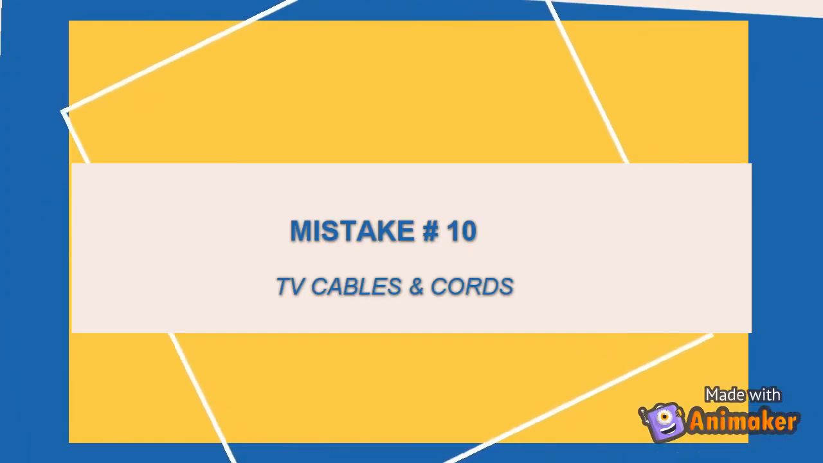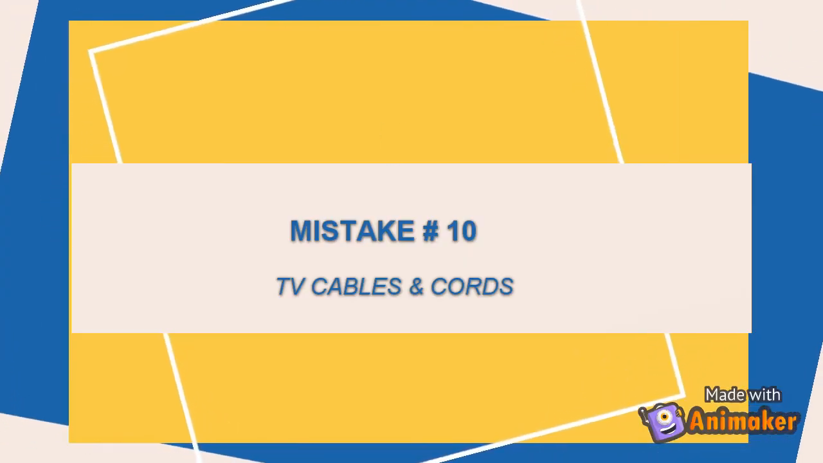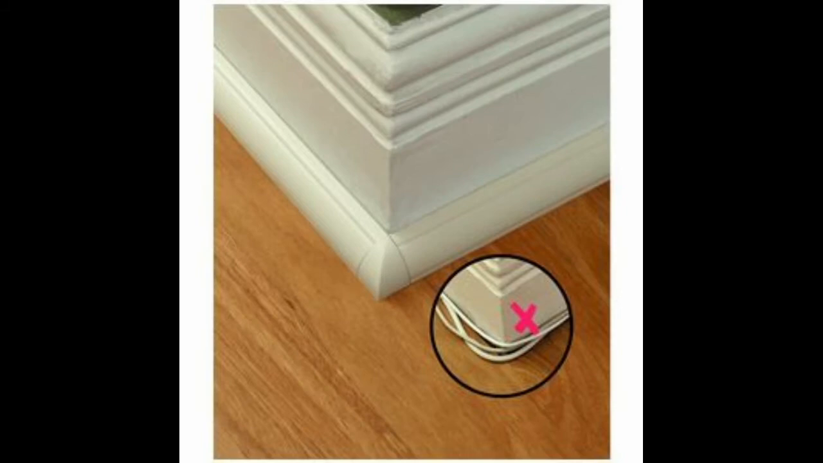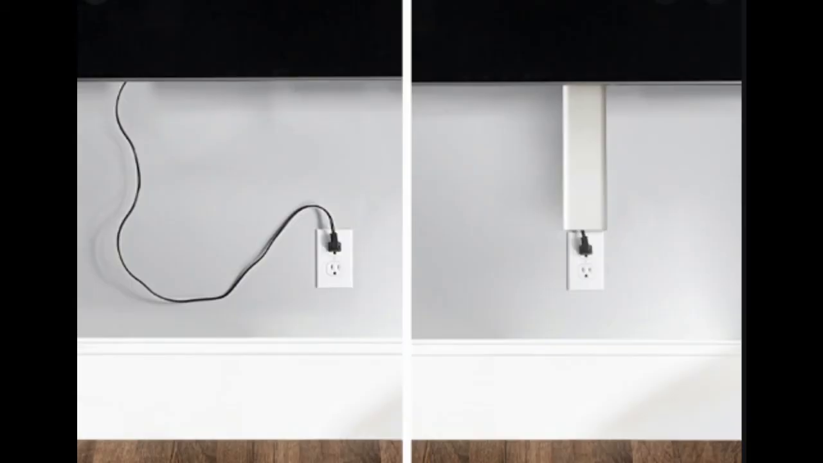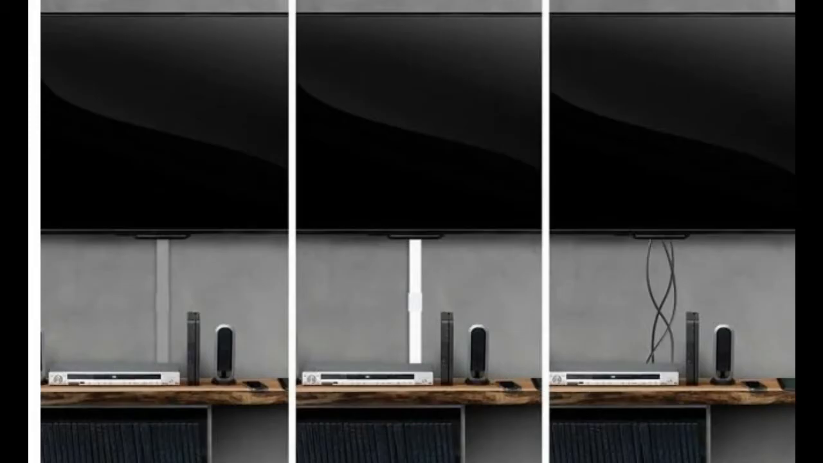Mistake number 10, visible cables. You cannot mess up the final look of your design by letting all the electrical, TV cables and cords be visible. To fix this problem, use a cord hider to hide all the cords and cables that are visible in your design. And you can easily paint on it. You can give it the same color as the wall, so you can blend it in.